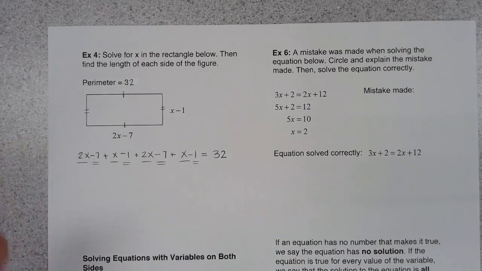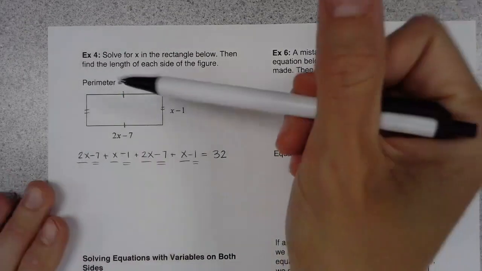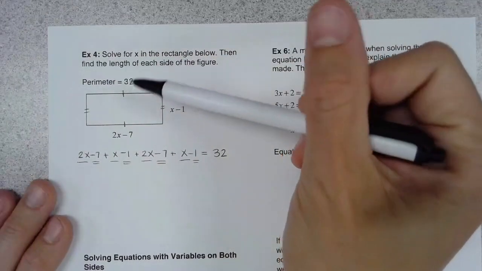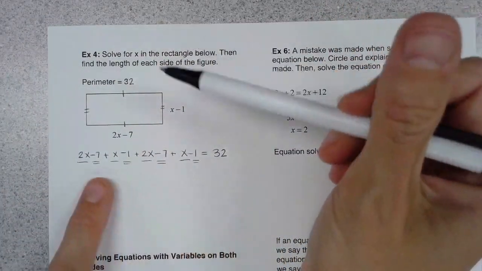In example number 4, it says solve for x in the rectangle below and then find the length of each side of the figure. Look at how I went ahead and set up my equation for this one. It's a rectangle, so I know that the opposite sides are congruent to each other. And then I'm told that the perimeter is 32. So look at the equation that got created down here.